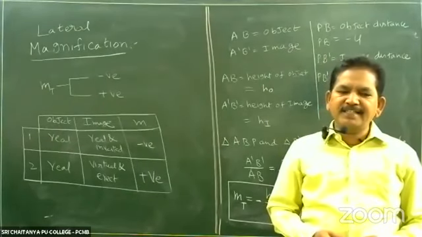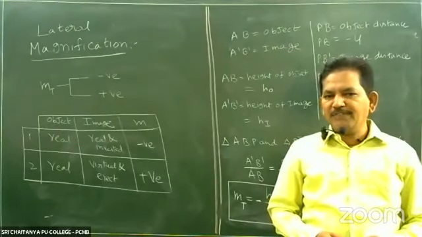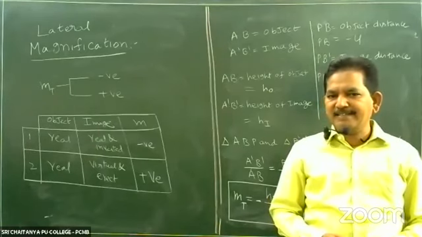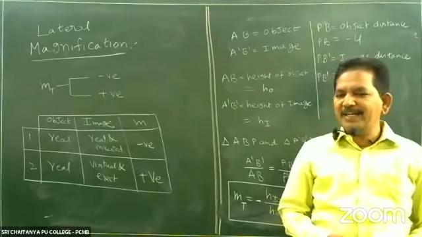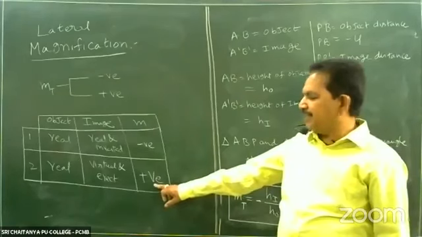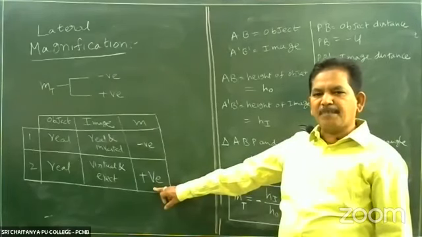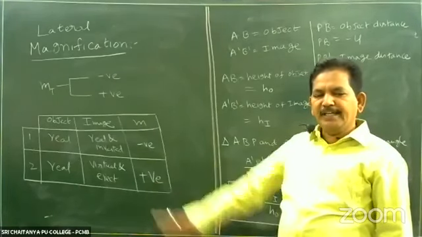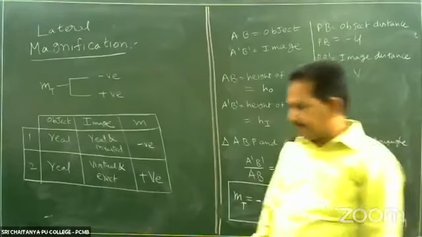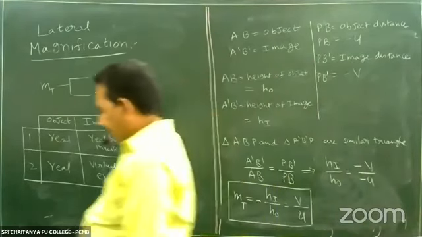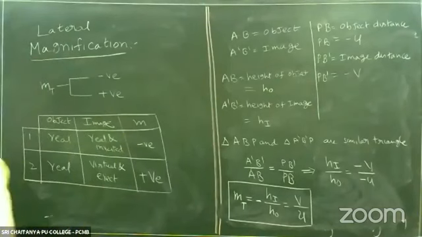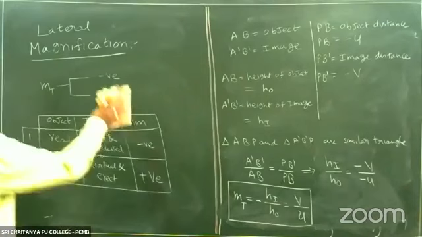When the object is kept between the pole of the mirror and the principal focus, we are getting a virtual image. In that case, M is positive. In all the remaining 5 cases, M is negative. This is about the magnification. What kind of magnification? Lateral magnification.